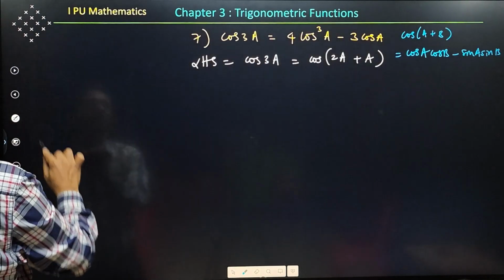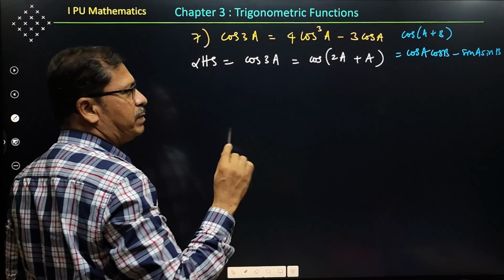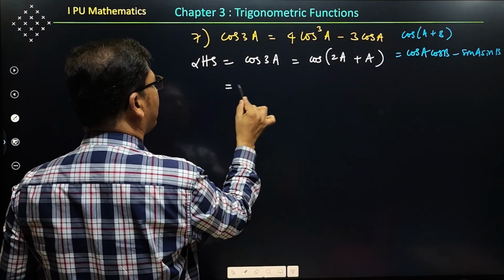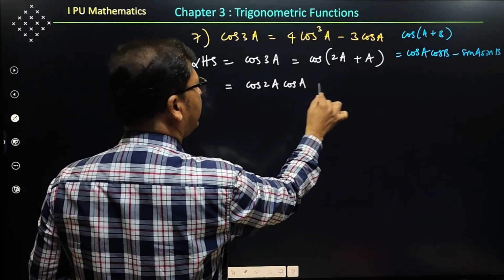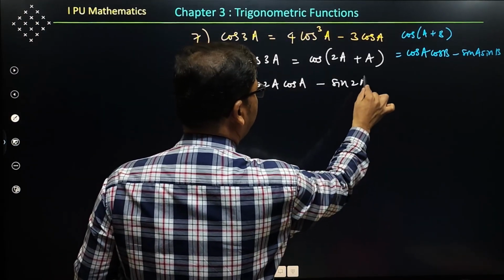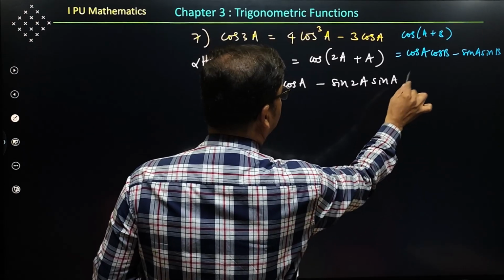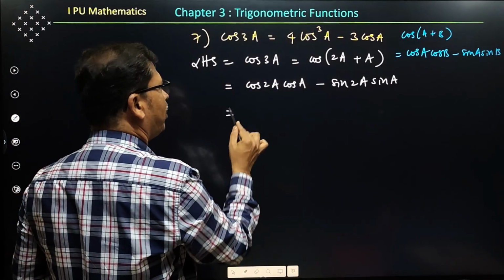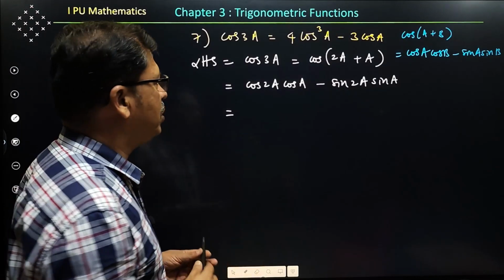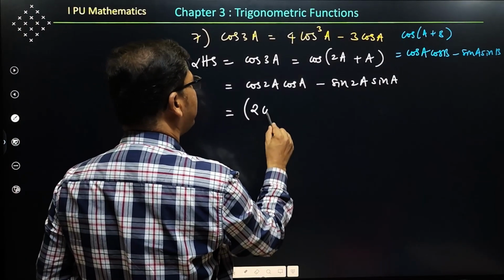Now cos of a plus b, cos a cos b minus sin a sin b, cos a cos b minus sin a sin b, that is sin 2a into sin b, that is sin a. Cos 2a formula in terms of cosine ratio you substitute, that is 2 cos square a minus 1.